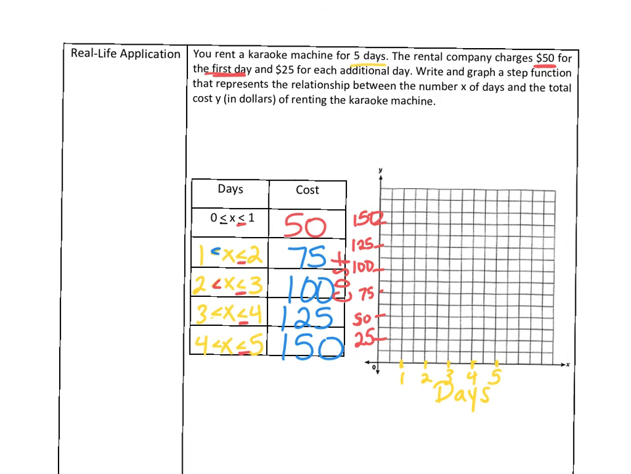So the first piece, when x is between 0 and 1, my y is 50. So from 0 to 1, and 1 should have a closed dot, 0 is a typo, but it should have an open dot. Because if we didn't rent a machine, we're not going to pay $50, are we? No. I would hope not. And then when x is between 1 and 2, so open dot on 1, closed dot on 2, we're at 75.